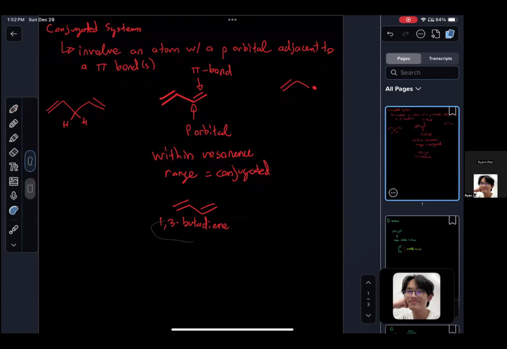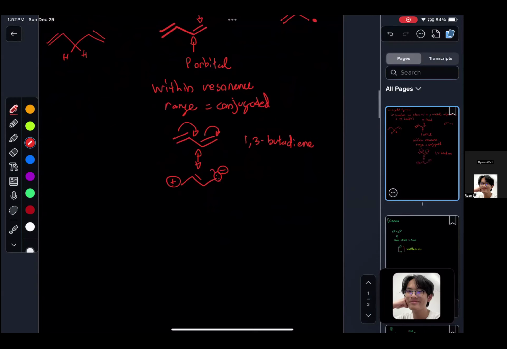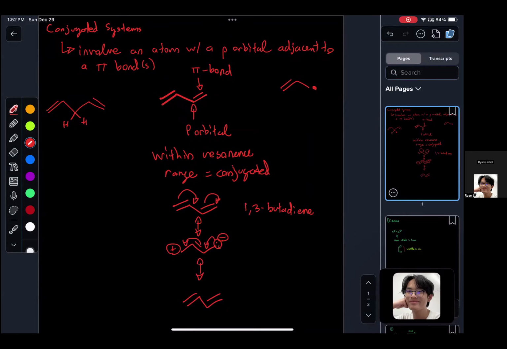Let me move this over here. Anyways, I wrote that in my way. I can do this. I can do this. We end up with this, with a charge right here. And I can move this back. We're all within resonance range of each other. And I can move it through the other way as well. And so, the example over here isn't a fully conjugated system. Why? Well, because I can't really move this pi bond onto here, because it would violate the octet rule here.